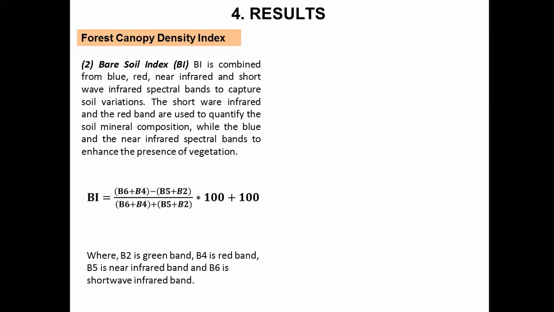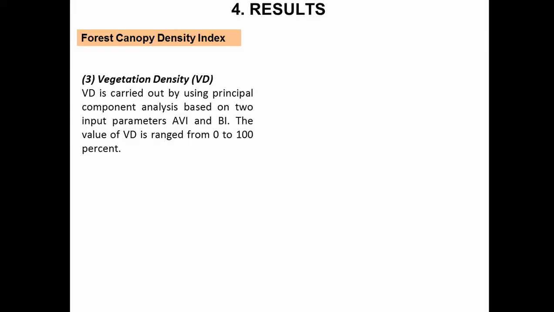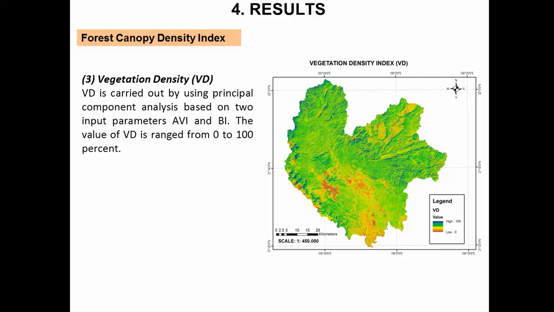Secondly, the BI is combined from the blue, red, near infrared and shortwave infrared spectral bands to capture soil variations. The shortwave infrared and red bands are used to quantify the soil mineral composition, while the blue and the near infrared spectral bands enhance the presence of vegetation. Thirdly, the VD is carried out by using principal component analysis based on two input parameters, AVI and BI, and the value of VD ranges from 0 to 100%.